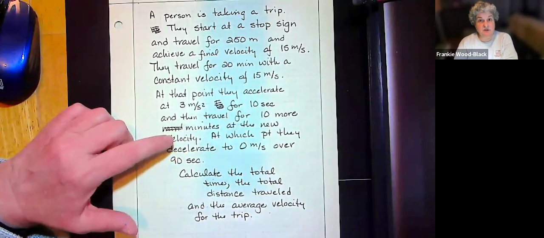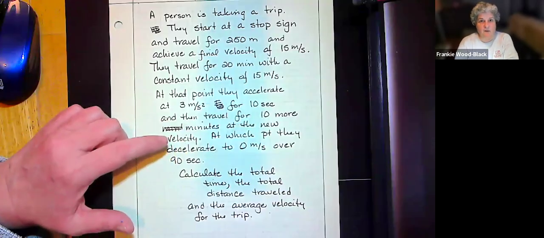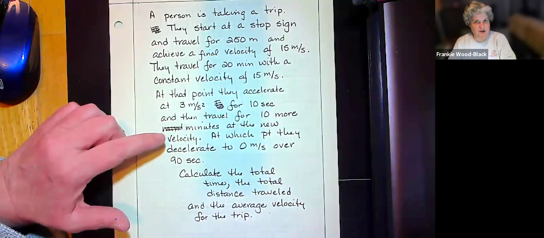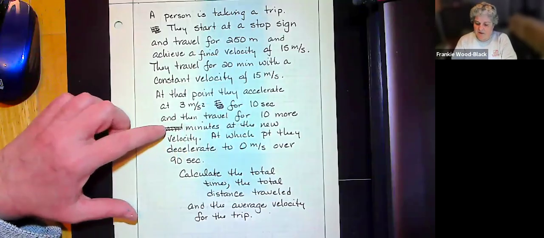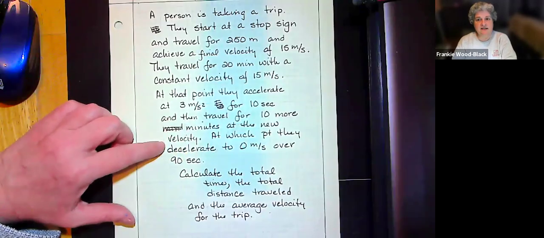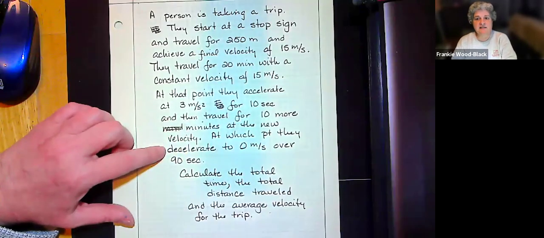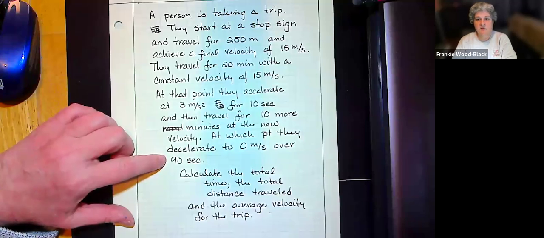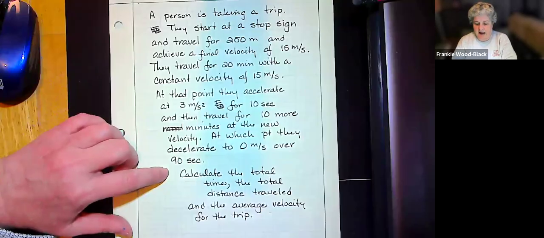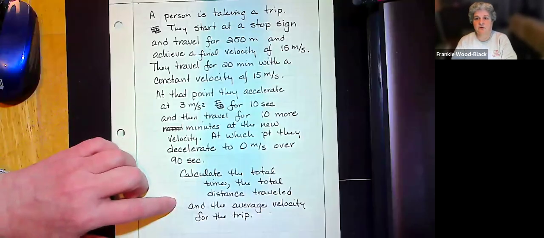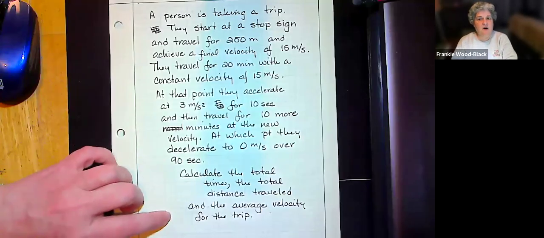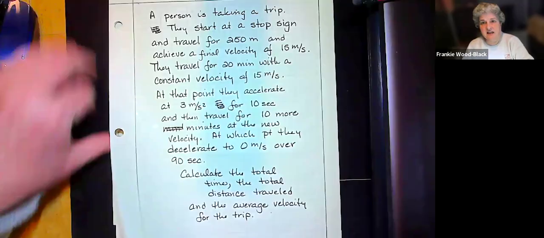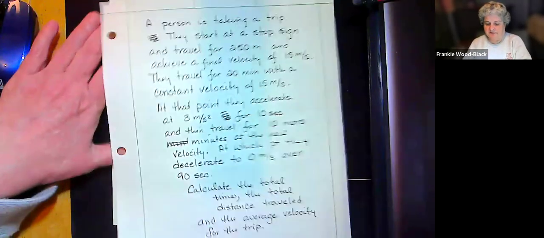Now, I made up these numbers, so we may be speeding down the highway. We'll just have to play with it. We'll see what happens. We're going to travel for 10 more minutes at the new velocity, at which point we're going to decelerate to 0 meters per second over 90 seconds. We want to calculate the total time, the total distance traveled, and the average velocity for the trip. So that's the full-blown problem here.